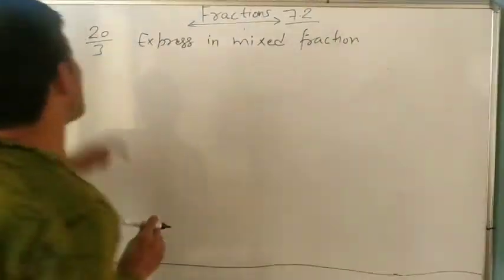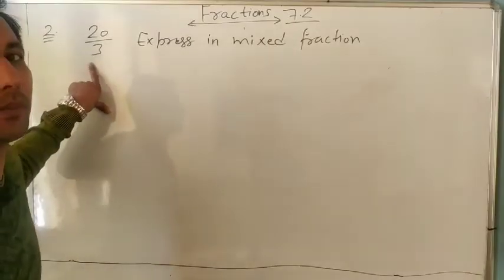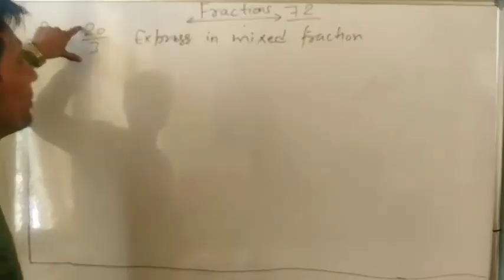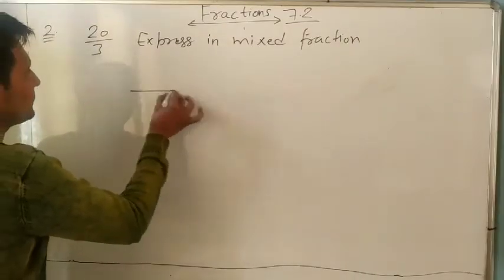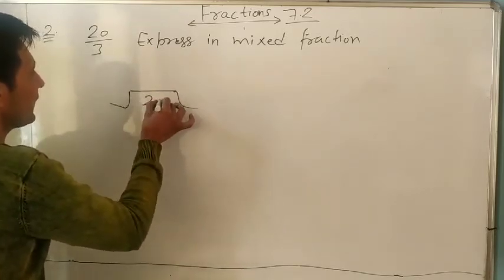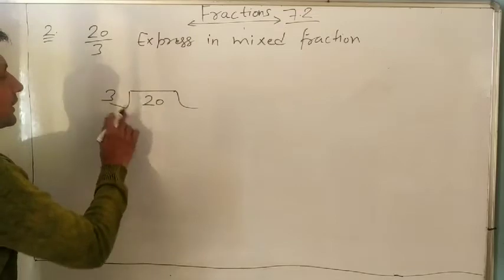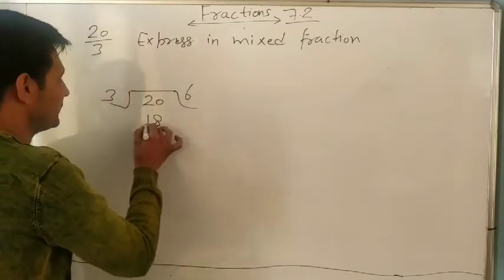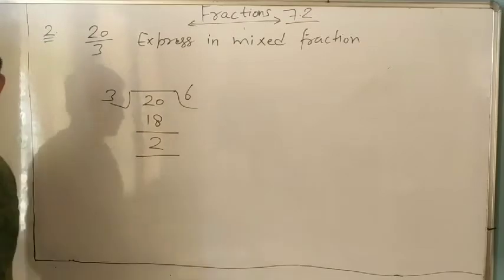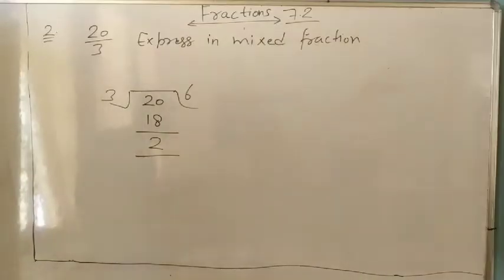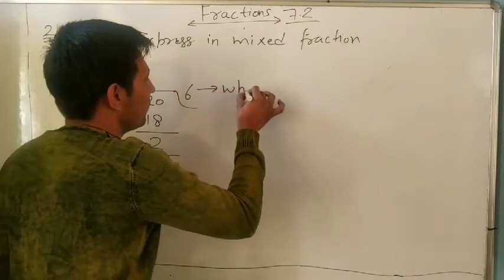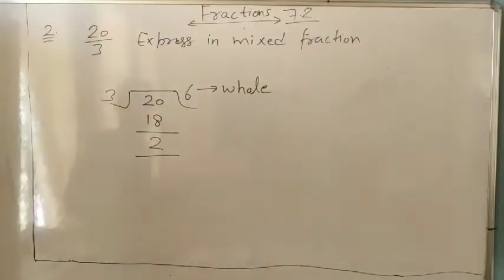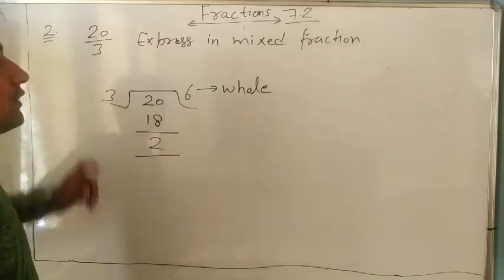Tell me, 20 upon 3 is a proper fraction or improper? It is improper, because the numerator is greater than the denominator. So how will we represent? Always first we will divide. 20 divided by 3. 3 sixes are 18. How much remainder? Remainder is 2. So it is always the whole part, and how much remains? 2. 2 is out of 3 equal parts.